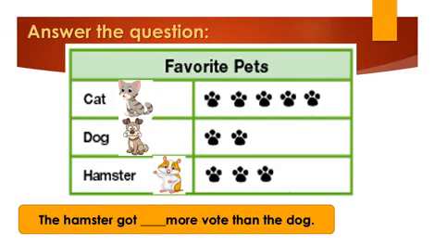The hamster got blank more votes than the dog. So how many votes for the hamster? 3. Okay. How about the dog? 2. So how many more votes for the hamster than the dog? So you're going to minus 3 votes from the hamster minus 2 votes from the dog. What will be the answer? 3 minus 2 is equal to? Okay, the correct answer is 1. Very good. So let's start.